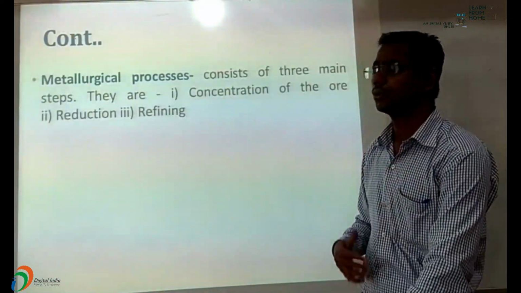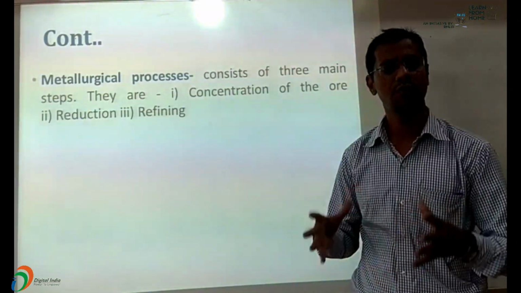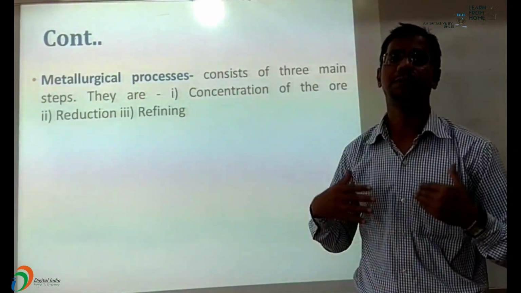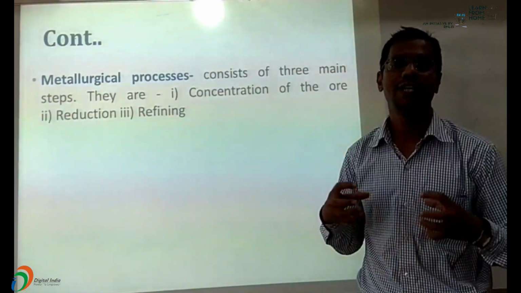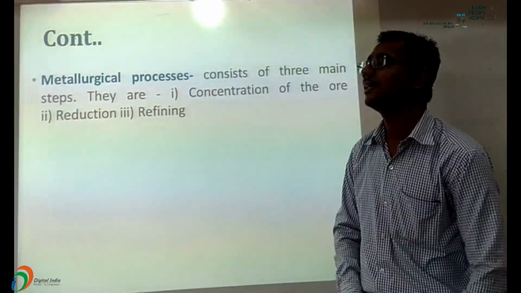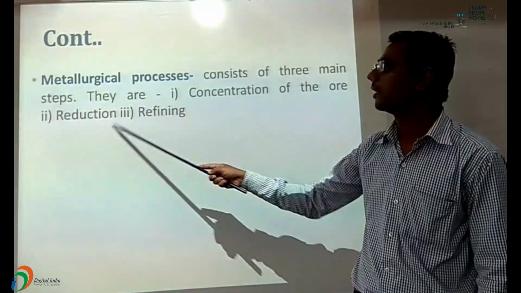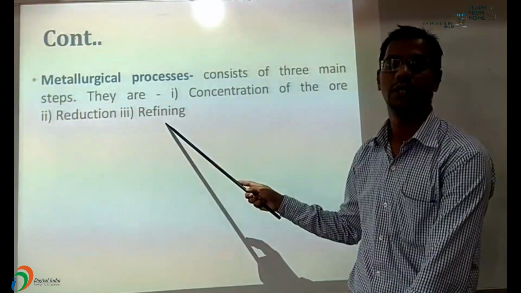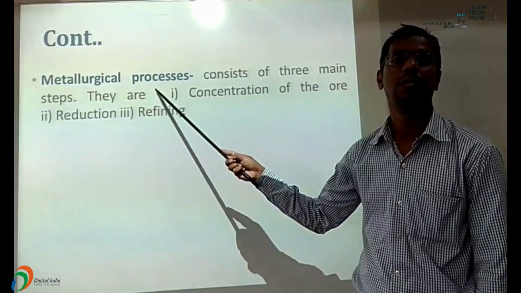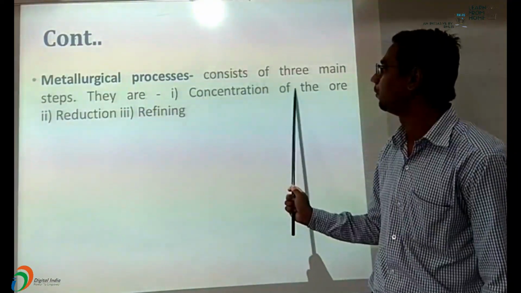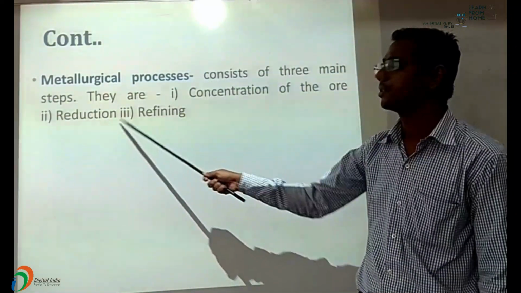Next, we already discussed metallurgy. It is nothing but the science of extraction of metals from their ores and their purification. But what kind of metallurgical processes can we implement? Basically there are three steps: first, concentration of the ore; second, reduction; and third, refining. We have different processes, but all the processes include these three steps: concentration of the ore, reduction, and refining.